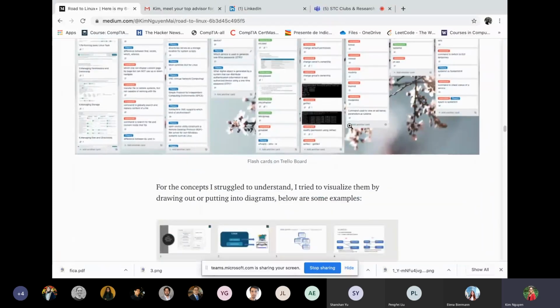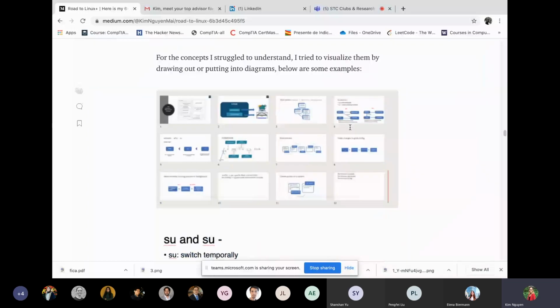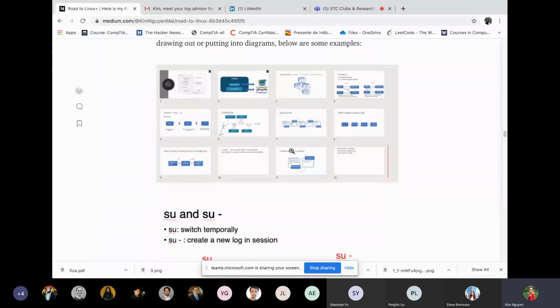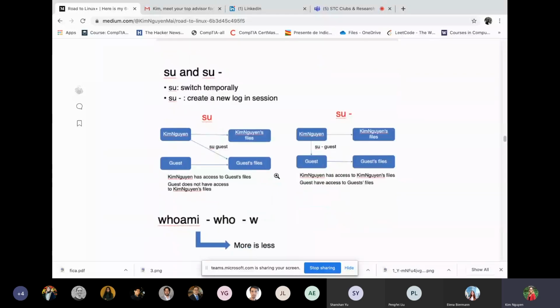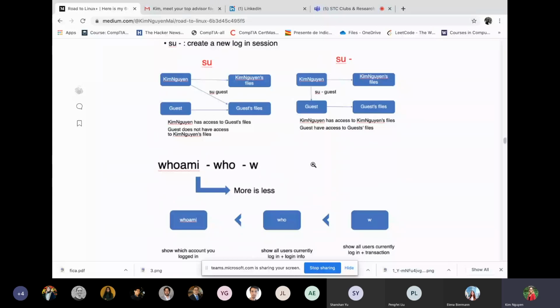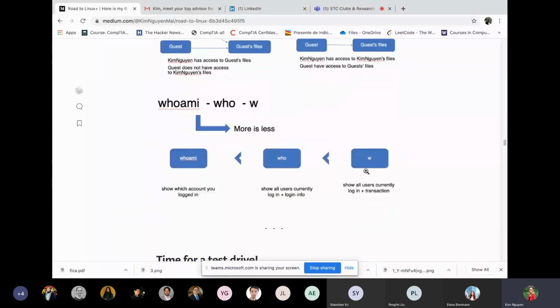And also, there are a lot of concepts that I had no idea what was going on, right? So I had to draw it out for me to understand it. I have PowerPoint slides where I keep all my visualizations. I draw things into diagrams so that it makes more sense to me. For example, there's the command su and su dash. It's so similar, what's the difference? Or I'm sure a lot of you are always confused with whoami, who, and w. So I draw those as well, and a lot of them are like that.